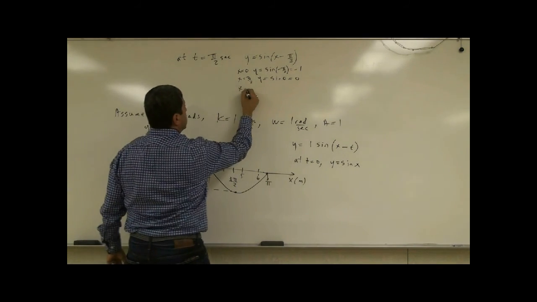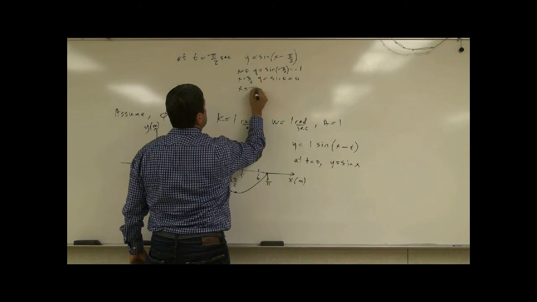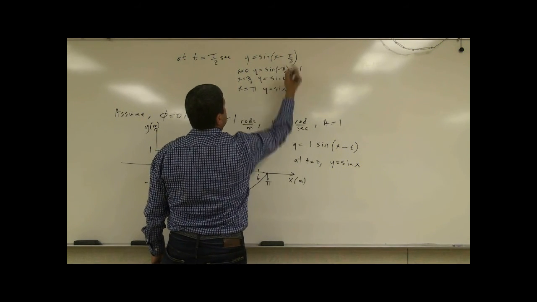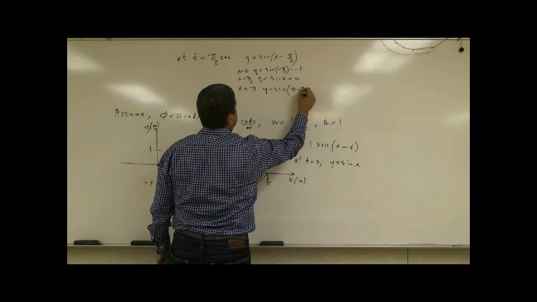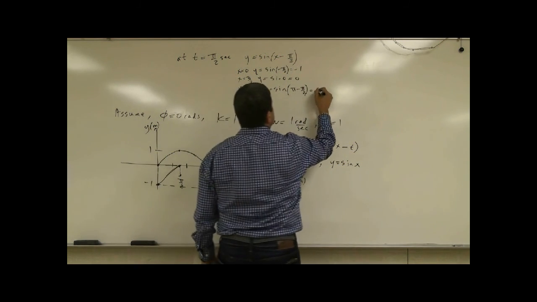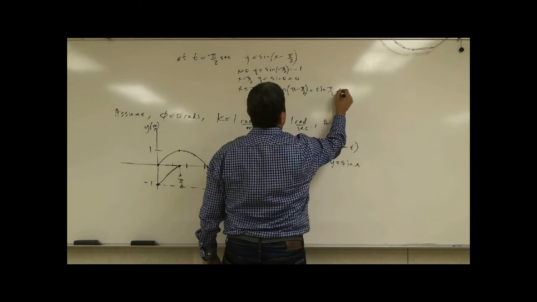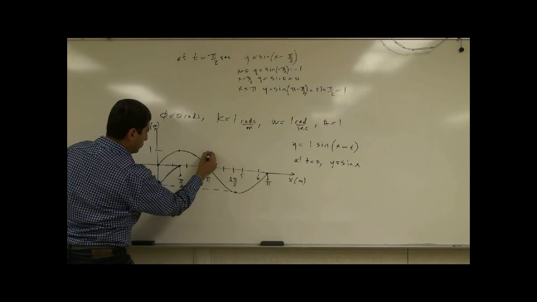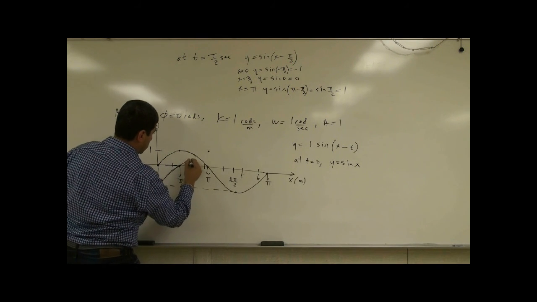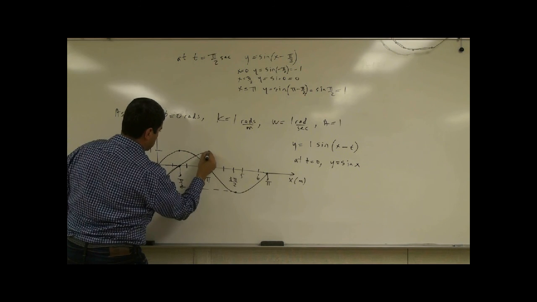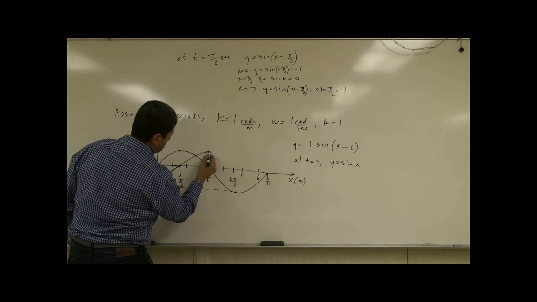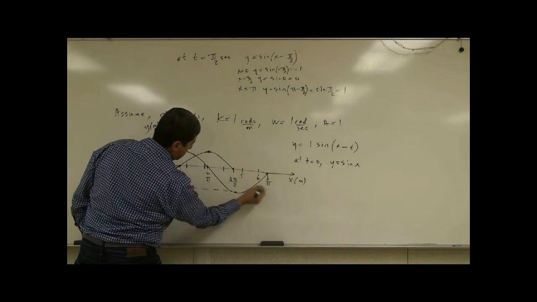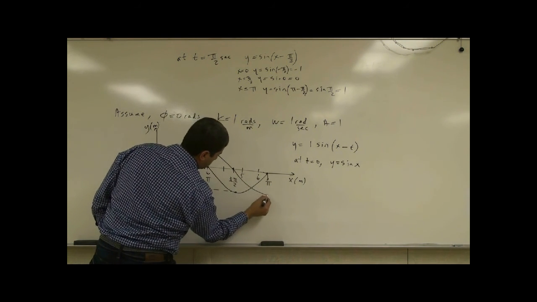When x is pi, y is sine of pi minus pi over 2, right? Which is going to be sine of pi over 2, which is 1, right? So when x is pi, then you get 1 over here. So the wave looks like this, right? And then at 3 pi over 2, it's gonna be here. And then at pi, it's gonna be down here.